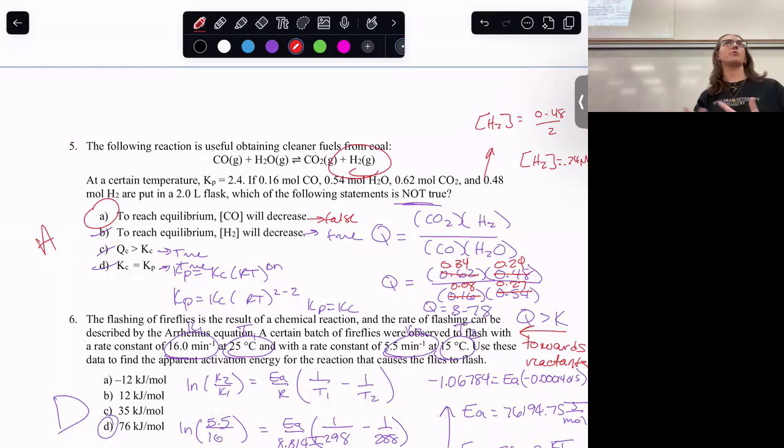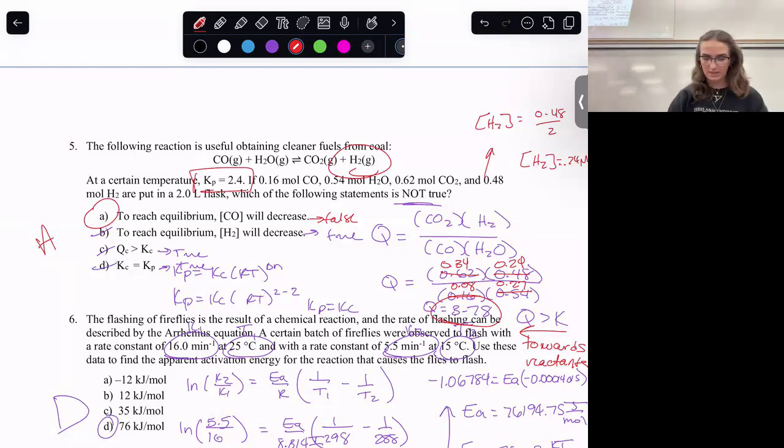So which way do we have to go? Right, so that's where the 3.78 right here comes from. And then we're given that KP is 2.4, but we know KP is equal to KC. So we know that Q is greater than K. Any other questions? Great question.